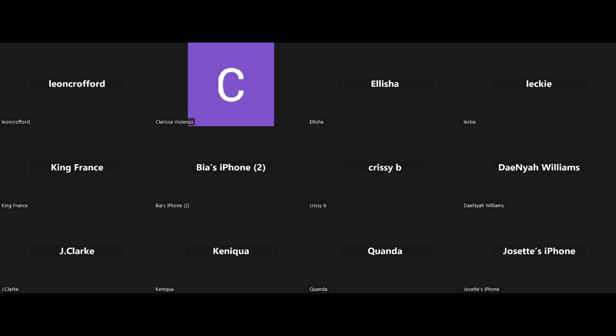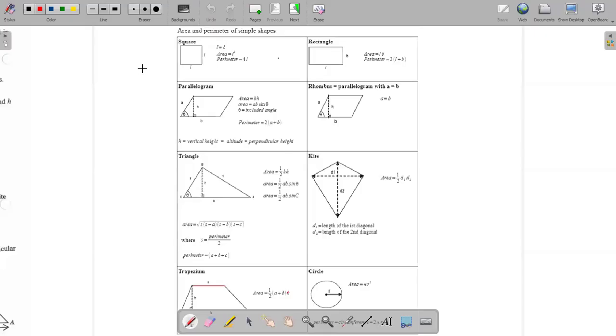Today is the 15th. Also let me know if you are seeing my screen, which should have a lot of formulas. Today we're going to be focusing on question number 6, which is the measurement question.